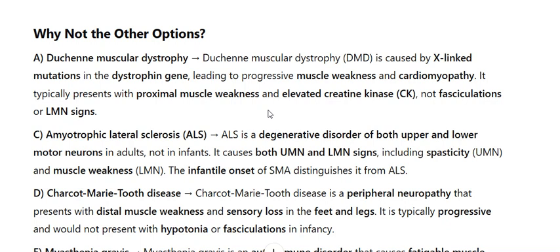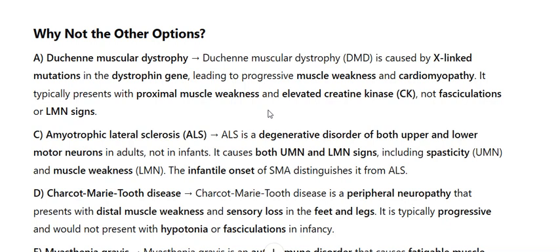ALS is a degenerative disorder of both upper and lower motor neurons in adults, not in infants. It causes both UMN and LMN signs, including spasticity, UMN, and muscle weakness, LMN. The infantile onset of SMA distinguishes it from ALS.